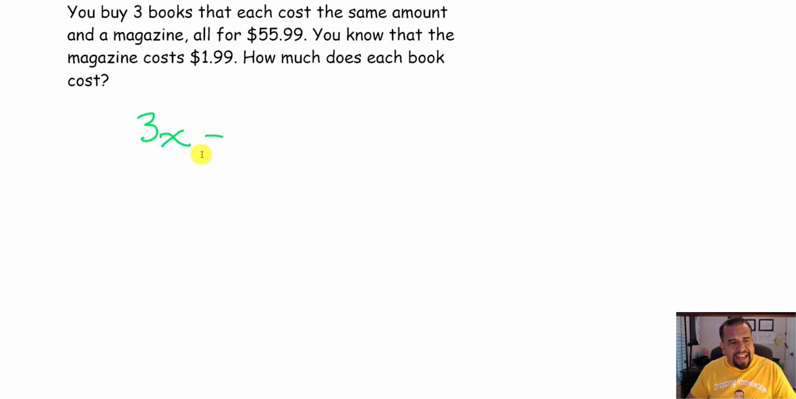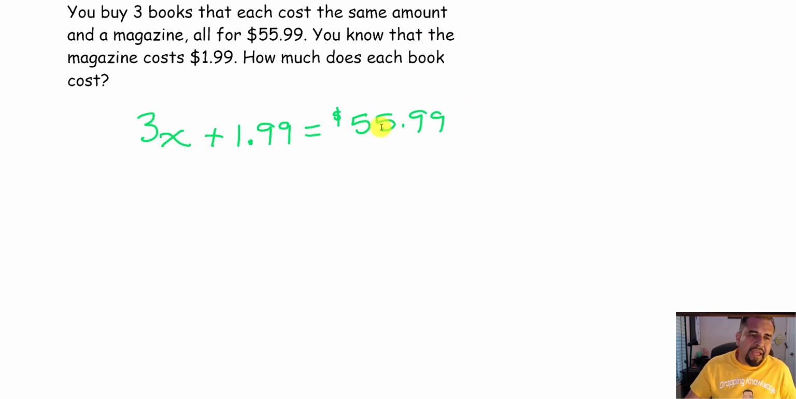And then if I take that and add the magazine, which they told me was $1.99, it will equal a total of $55.99. That's it. I wrote the equation. Now, I do want you to solve them. I'm not solving them here for you because I'm teaching you how to write the equation, but I need you to solve these as well, okay? In this case, you're going to end up subtracting 1.99 from both sides, and then you're going to divide by 3. Two-step equation. And remember, we use inverse operations, right? Do the opposite of what it's asking us to do.